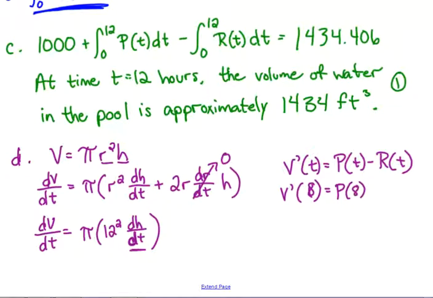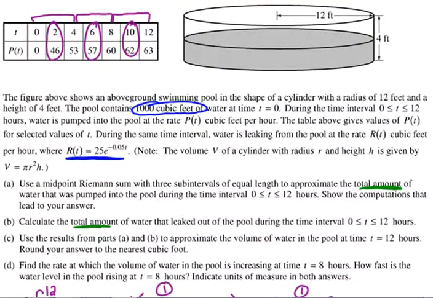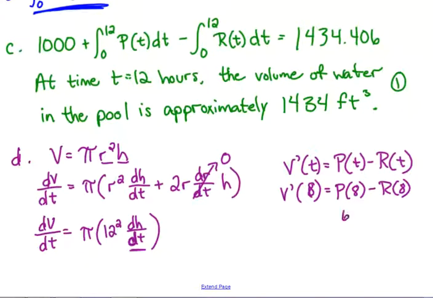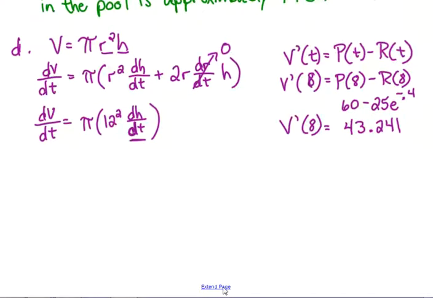So P of 8 minus R of 8. P of 8 comes from the table. P of 8 is 60. R of 8 comes from the calculator. 25e to the negative 0.4. So that ends up giving 43.241 is V prime of 8. And we're going to turn around, so you get 1 point for that. You get 1 point for this equation right here, your related rate equation.